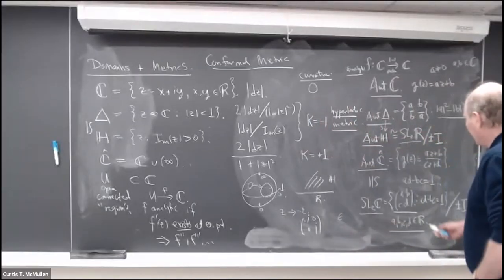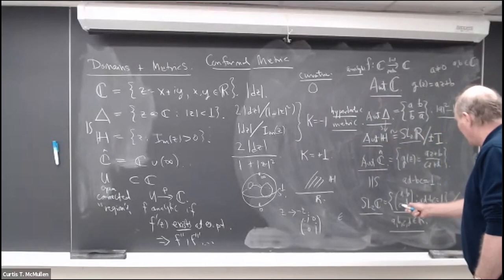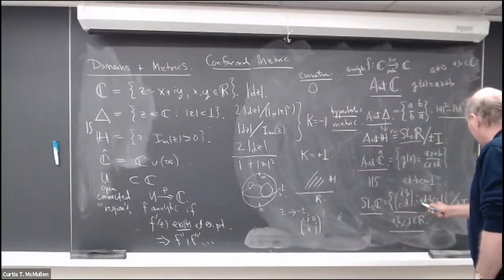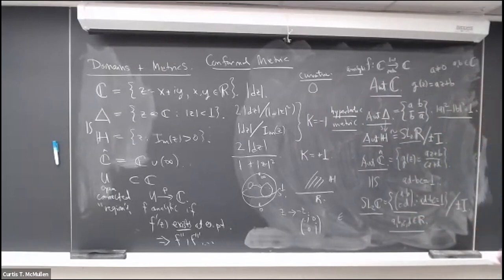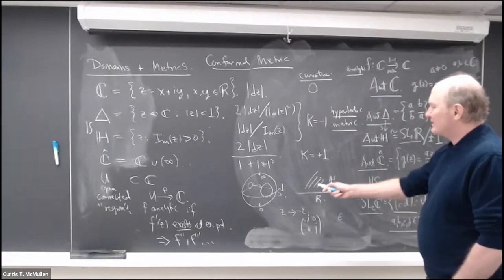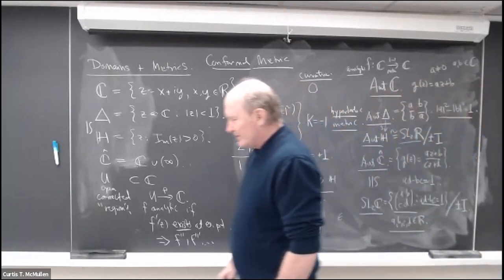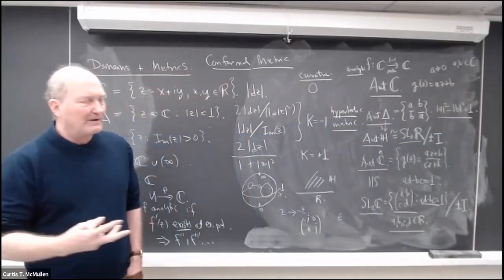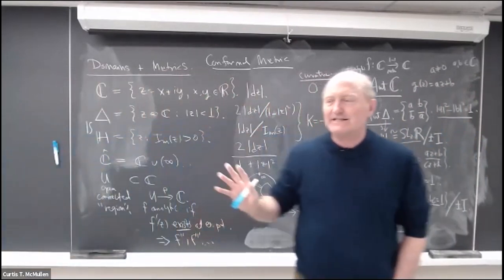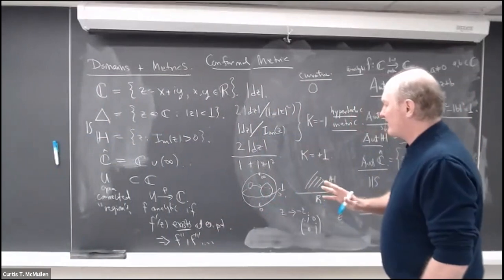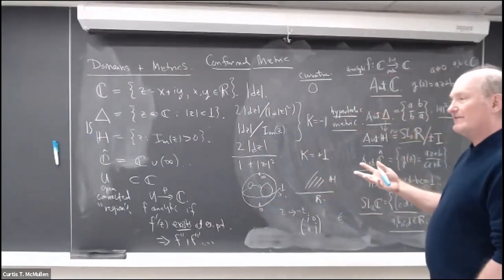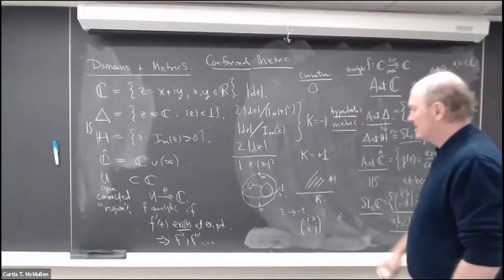So you might guess, if you look at this group, there's 4 complex numbers and there's one condition. So this is a 3 complex dimensional group. In fact, the action of SL2C on the Riemann sphere is triply transitive. So you can send any 3 points to any other 3 points. However, you cannot send any 4 points to any other 4 points. There's a non-trivial invariant called the cross ratio.